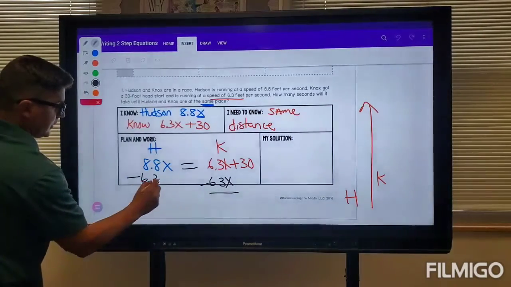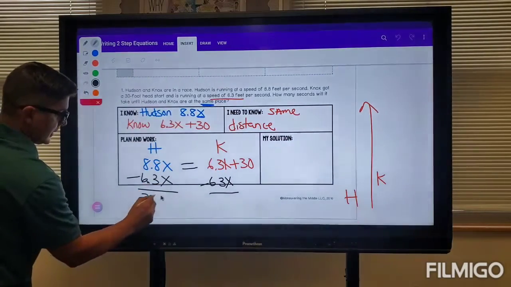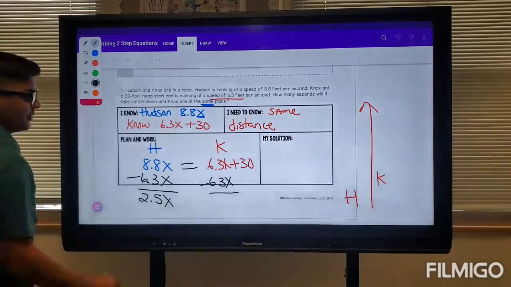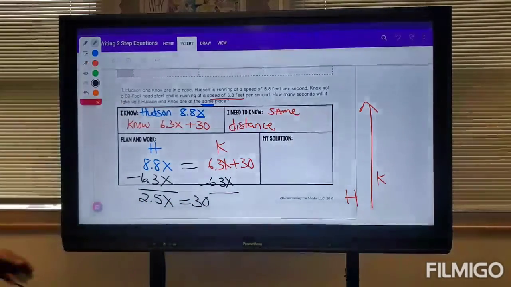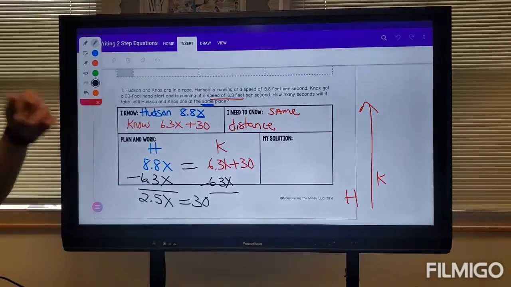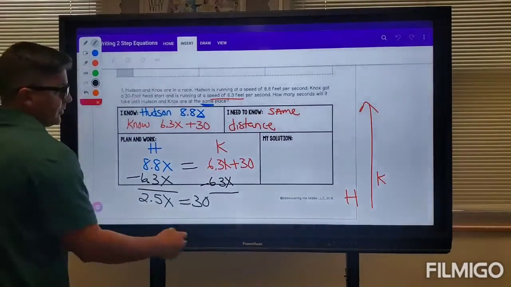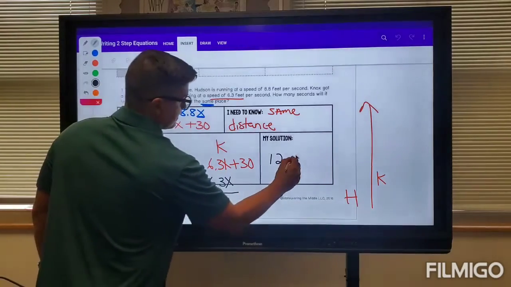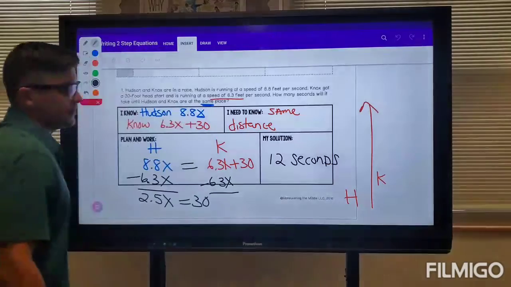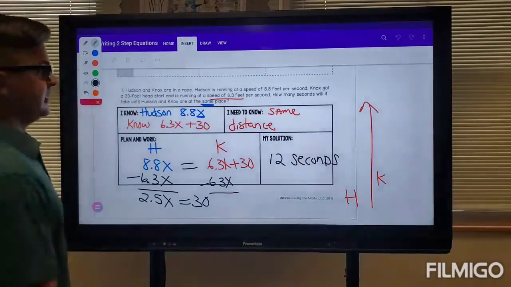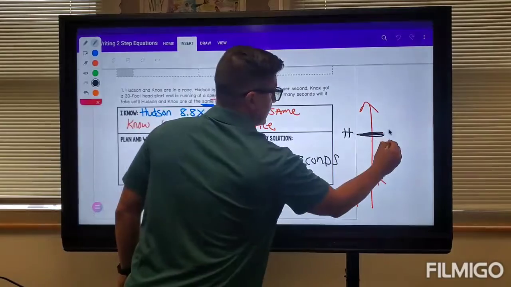Subtract our 6.3x from both sides, and we're going to get 2.5x equals our 30. And now what's happening to x is being multiplied by 2.5. So when you divide 30 by 2.5, we're going to get 12 seconds. So at 12 seconds, they're both going to be right here, Hudson and Knox.